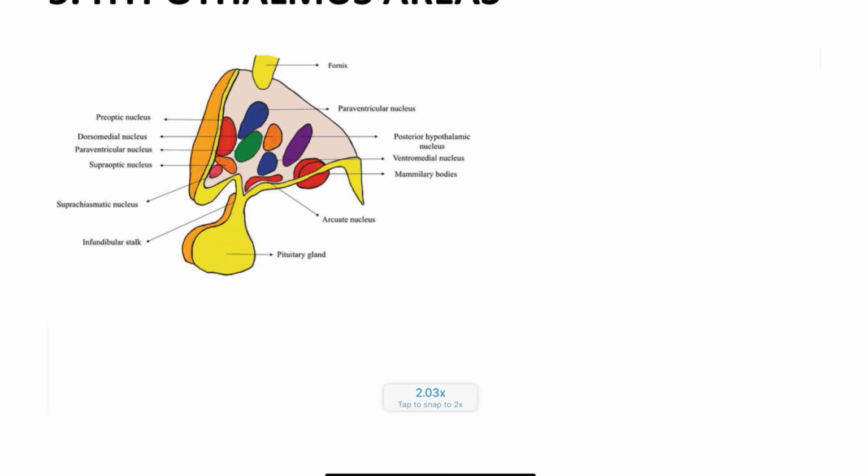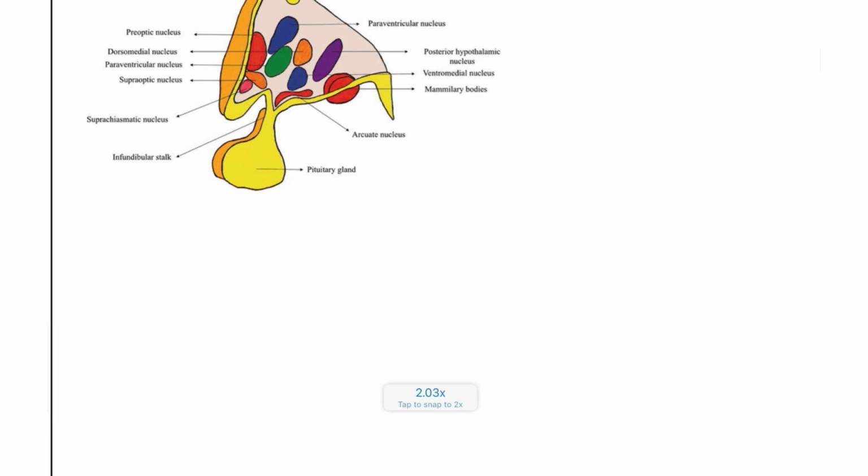Next, hypothalamus areas. So hypothalamus nuclei are going to give rise to multiple important points, right? Just remember this, hypothalamus has two sides. One is the anterior side nuclei, and also the posterior side nuclei. And we all know that hypothalamus is important for the maintenance of temperature. Anterior side is for heat, and posterior side is for cold.